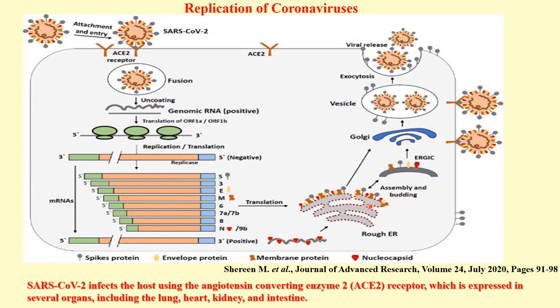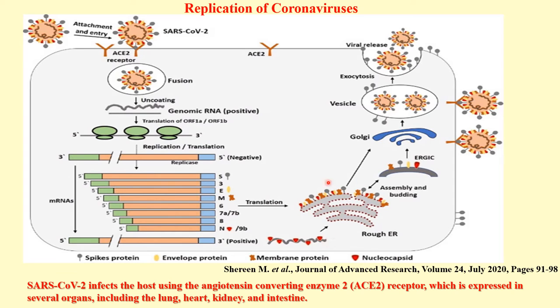So here we have the rough endoplasmic reticulum, and you can see the embedding of the S protein in gray, the M protein in brown, and the E protein in yellow. They got embedded in the rough endoplasmic reticulum membrane. Then, this newly formed nucleocapsid, which is the positive strand viral RNA and the N protein bound to it, will go as well, as you see from the arrow, into the rough endoplasmic reticulum.